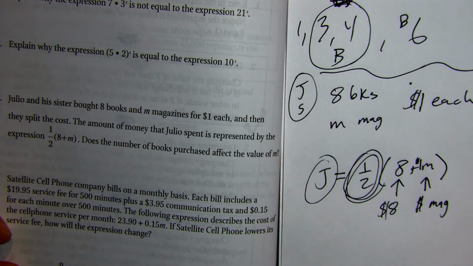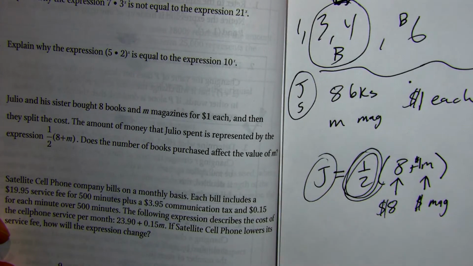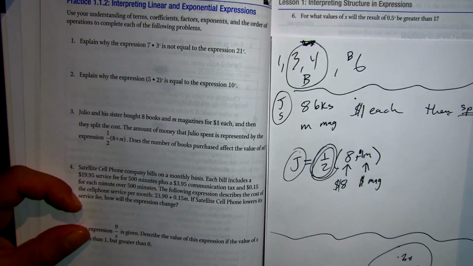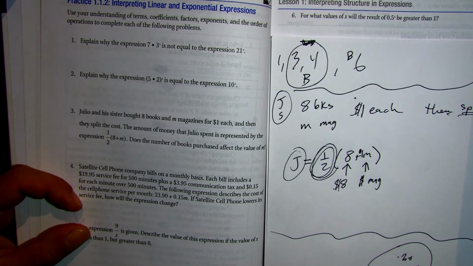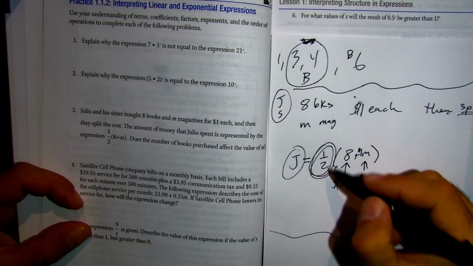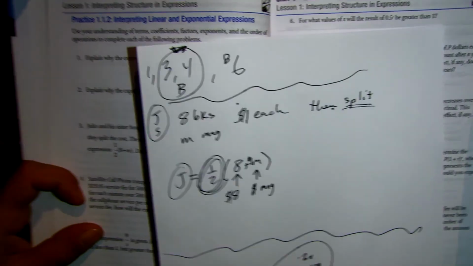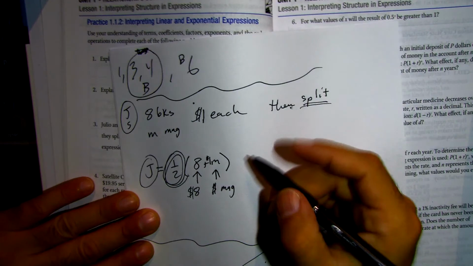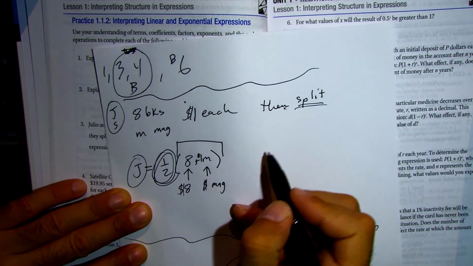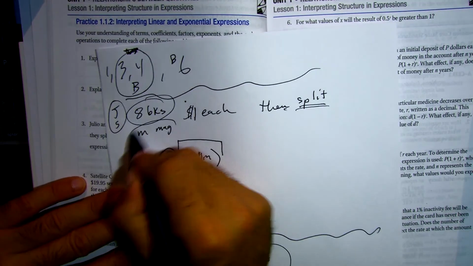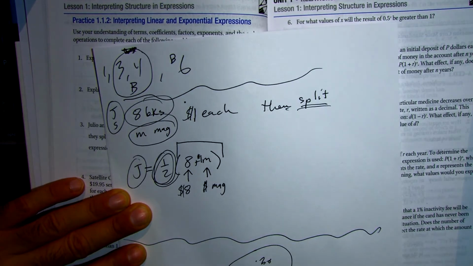Okay. So when I look at this, let's see, what page is it on? Is that what this is saying? Yeah, this is in the book. It's page U114. Okay. So our final question for number 3 is, does the number of books purchased affect the value of M?